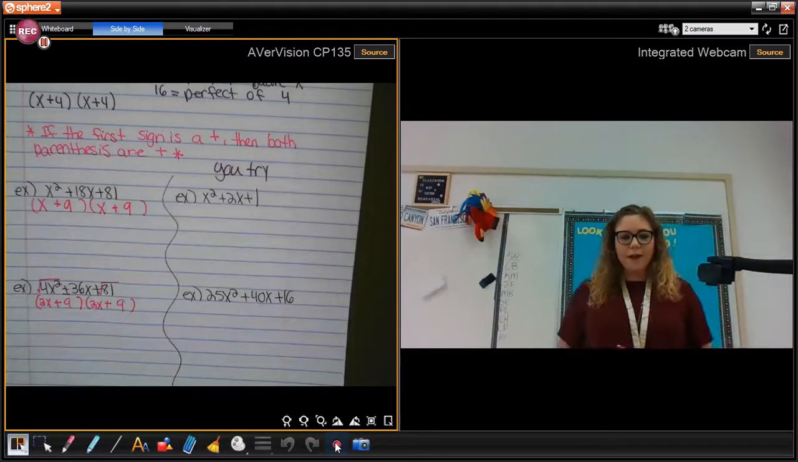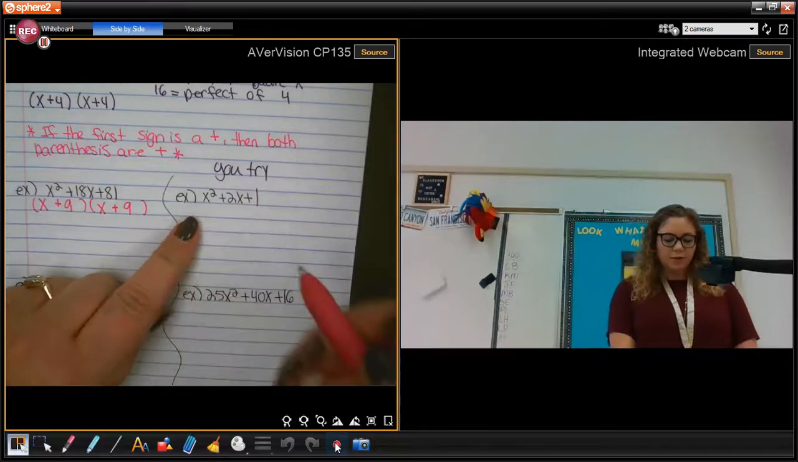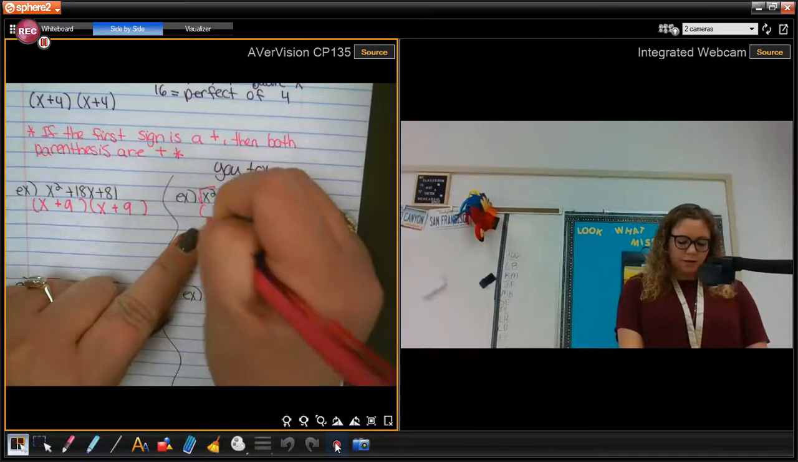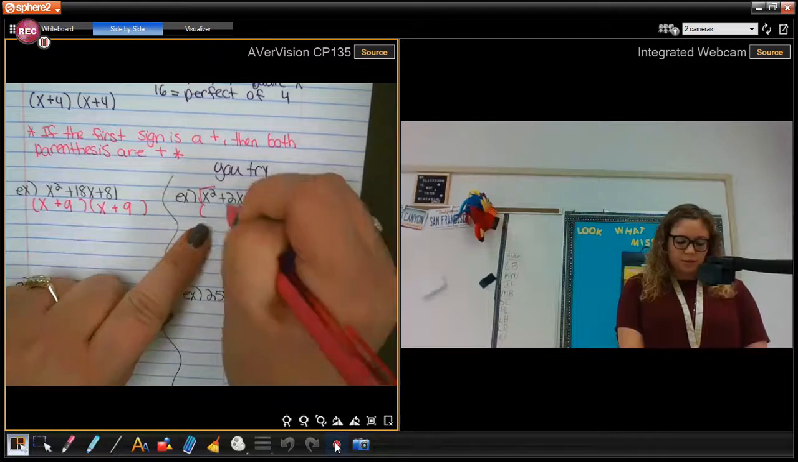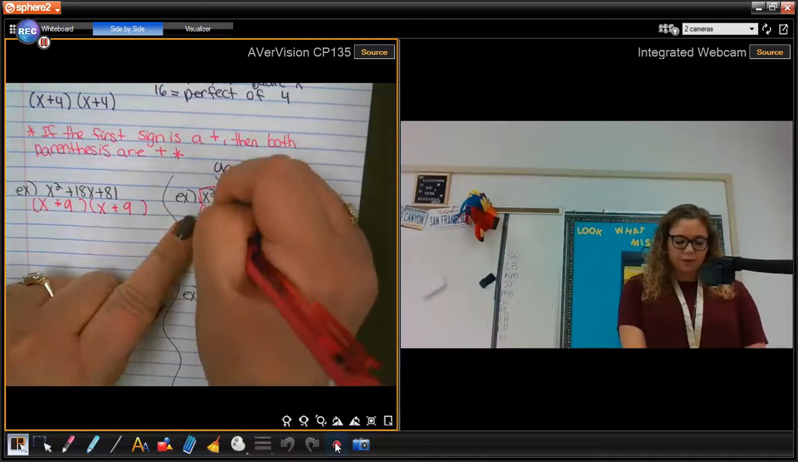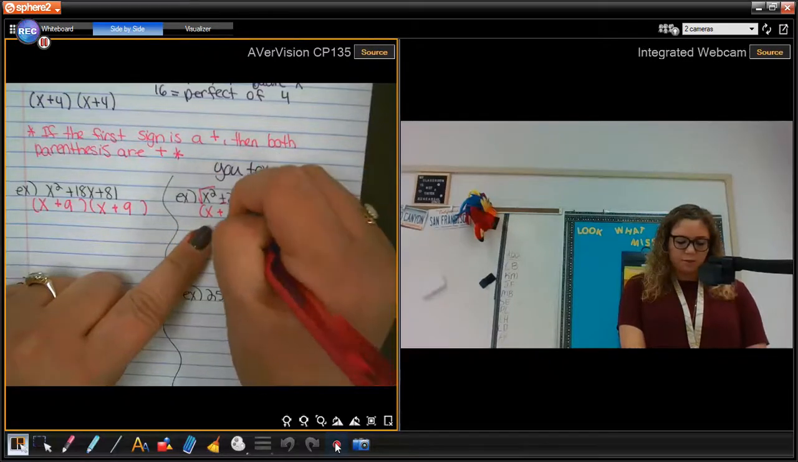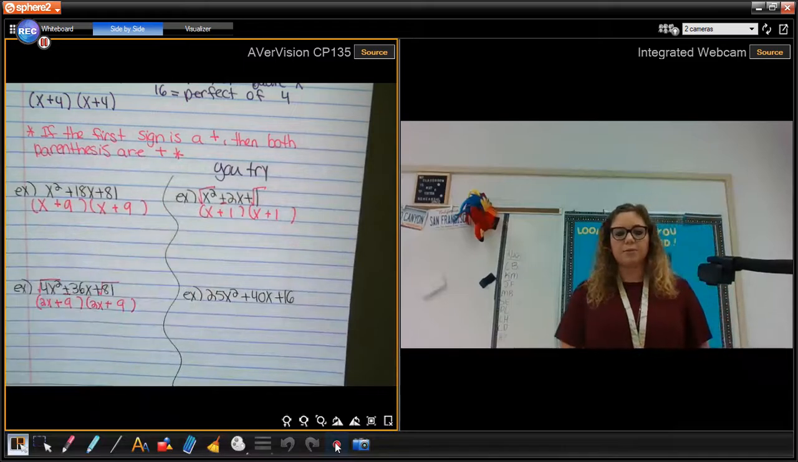Okay, welcome back. Okay, this is a perfect square. This is a perfect square. So square root of, I know I'm going to have 2 parentheses. This is positive, so both is going to be positive. Square root of x squared is just x. And then the square root of 1 is just 1. Okay? And that is my answer.